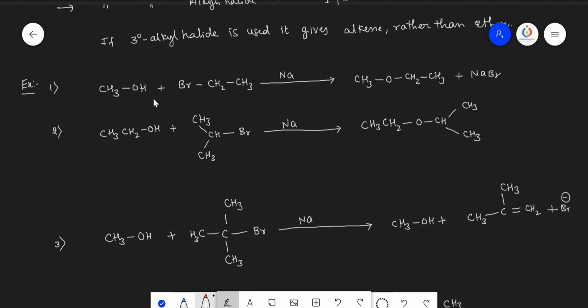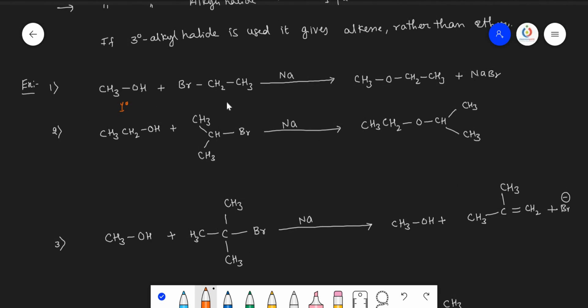See here I have taken the primary alcohol. This is methyl alcohol and this is a primary alkyl halide, no problem. This alcohol actually does not directly react with the alkyl halide. Initially this alcohol reacts with sodium, so that it forms the sodium alkoxide. So here negative charge comes, here positive charge comes on the sodium. Then this negative charge attacks the halogen bearing carbon, which gets the partial positive charge, and the halogen gets the partial negative charge and leaves as the bromide ion. That bromide ion combines with the sodium giving sodium bromide, and finally we get the ether.